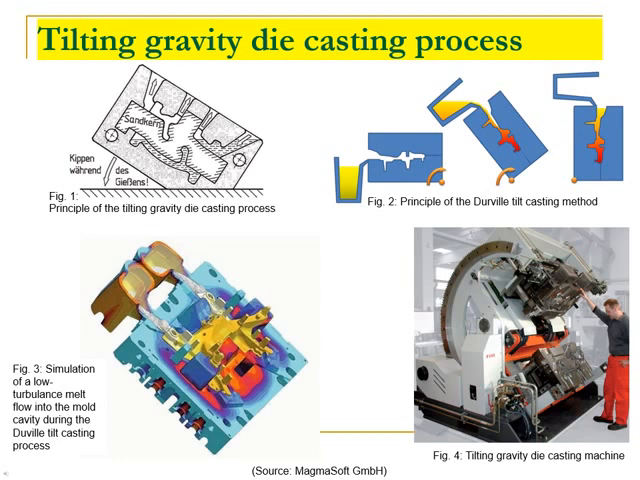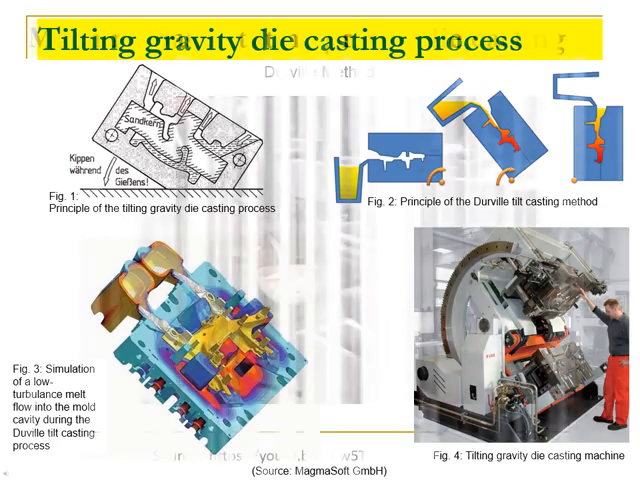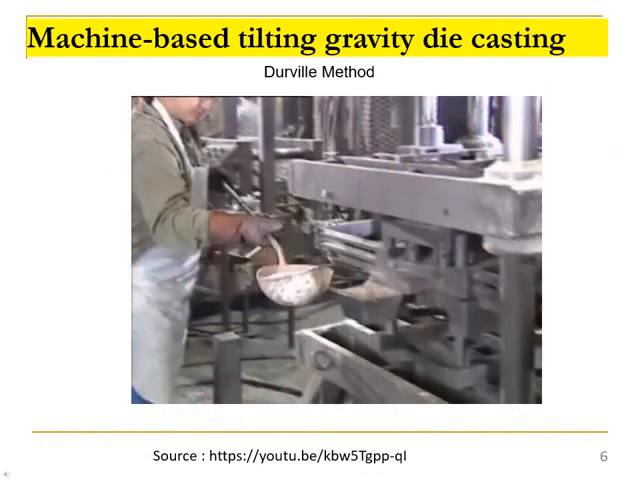By avoiding flow turbulence, this can also prevent air from being whirled into the casting flow and therefore air inclusions in the structure. At the end of mold filling, the hottest melt is located at the highest point or fills the risers, ensuring good post-feeding. This process uses special tilting gravity die casting machines, as exhibited in Figure 4. Now, let's take a look at machine-based tilting gravity die casting using the D'Urville method.